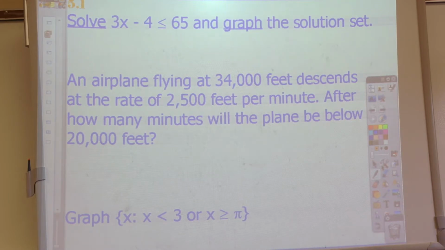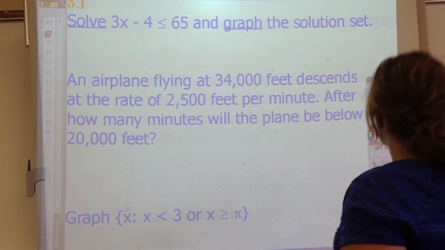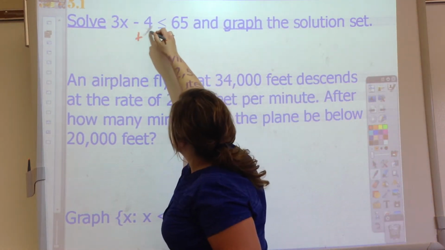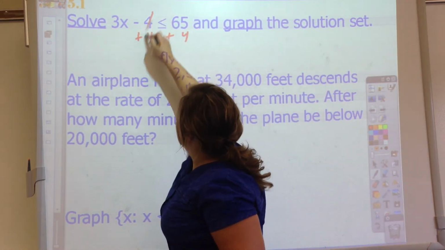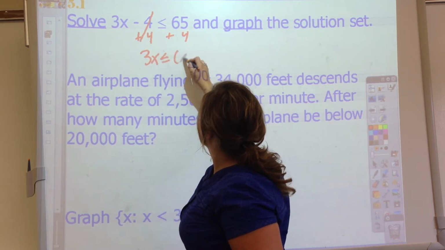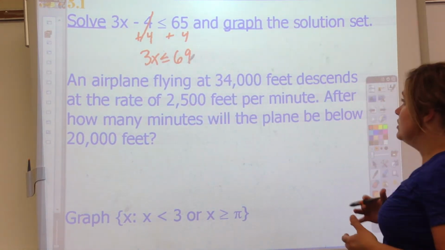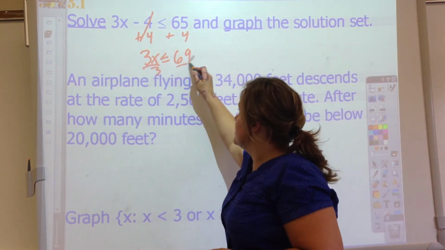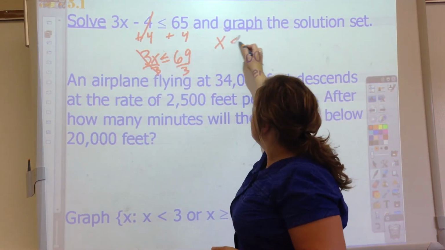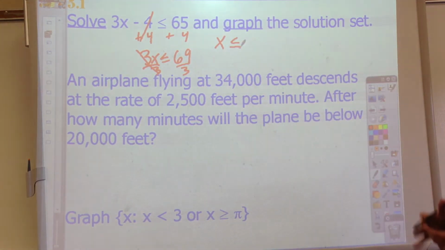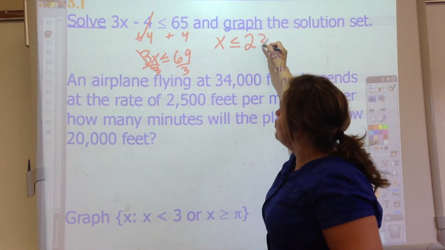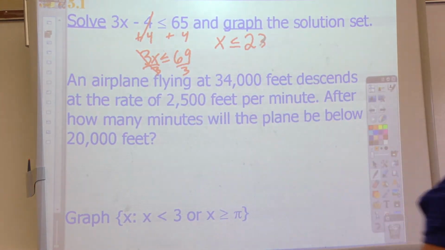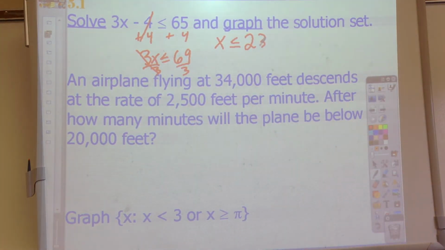Now, if we look at this first example, to get my variable x alone, the first thing I need to do is get rid of the negative 4. So to get rid of that, I'm going to add 4 to both sides, and I end up with 69. Now to get x alone, I need to divide both sides by 3. Now x is finally alone, and it is less than or equal to 23. Notice that this 3 next to the x was not negative, so I divided by a positive. My inequality did not change.